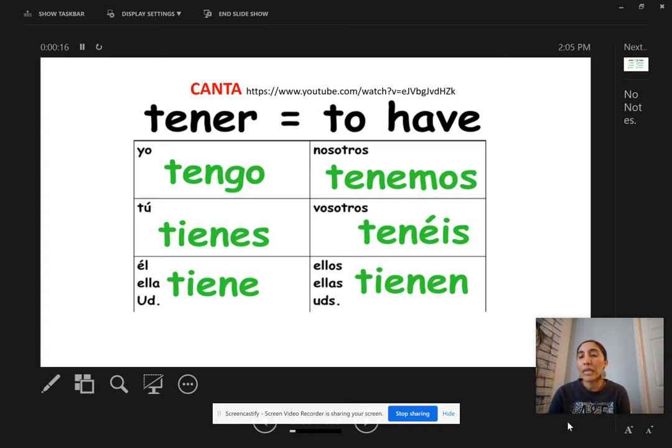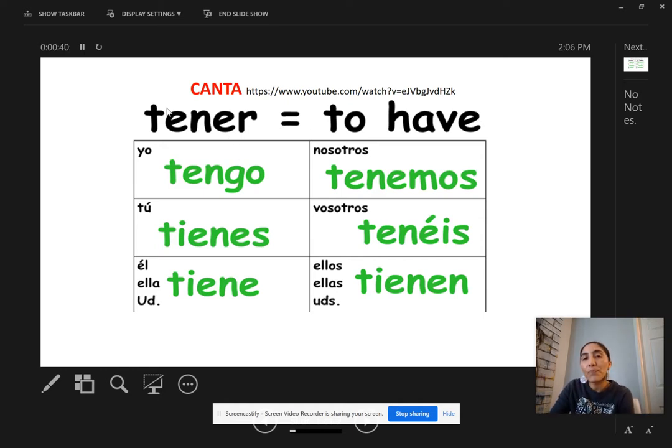So we use the verb tener to say how old we are or how old is somebody else, yeah? And also we use the verb tener to say what we have, what she has, what you have, yeah? So let's start with the infinitive verb. The infinitive verb of tener is tener, yeah? So as to have, that's the definition, to have.